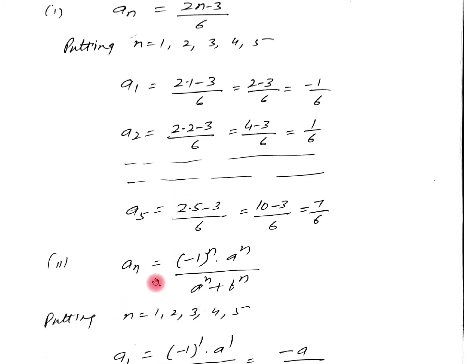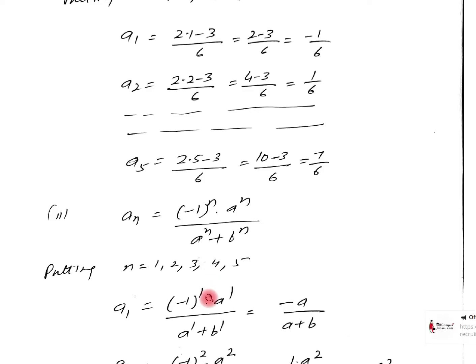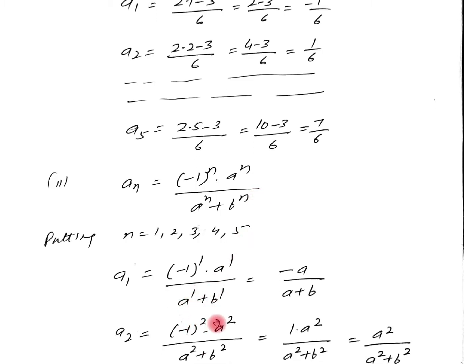Again the nth term is given, (minus 1) whole power n into a raised to power n upon a raised to power n plus b raised to power n. Again we have to find out the first 5 terms. Again by putting n equal to 1, we are getting (minus 1) whole power 1 into a raised to power 1 upon a raised to power 1 plus b raised to power 1. Simplifying, we are getting minus a upon a plus b.